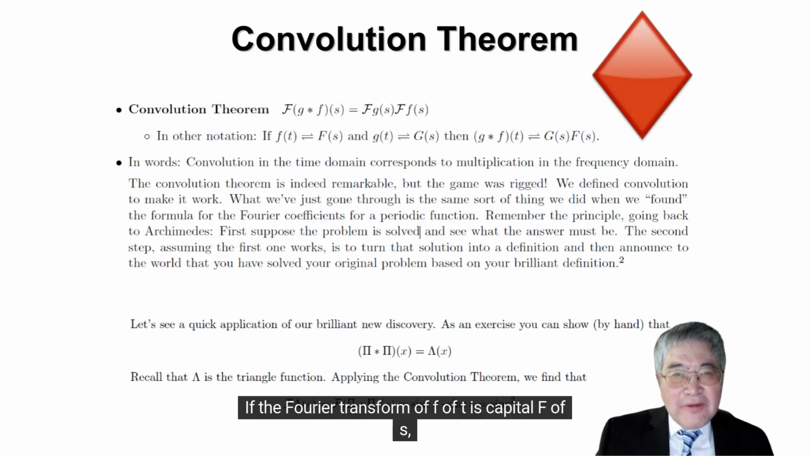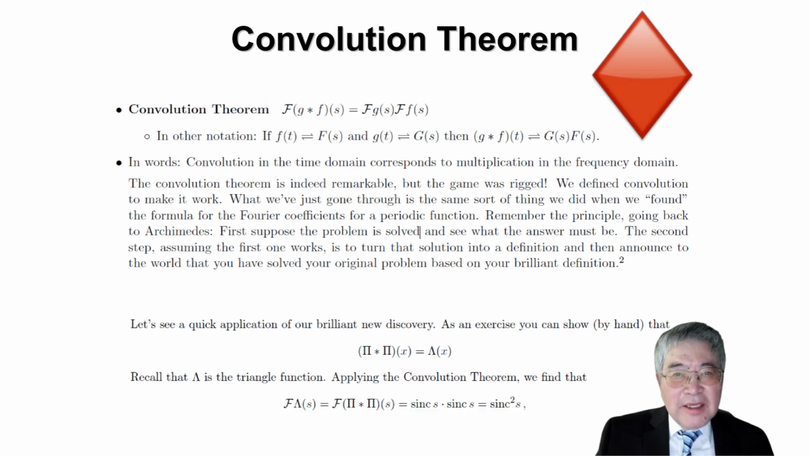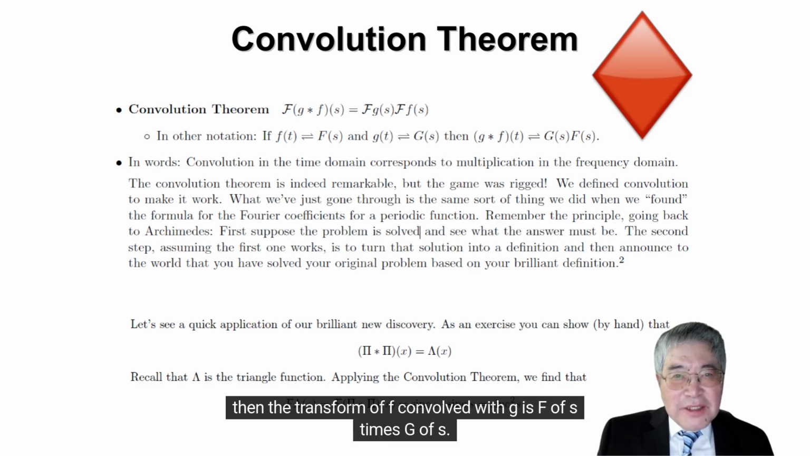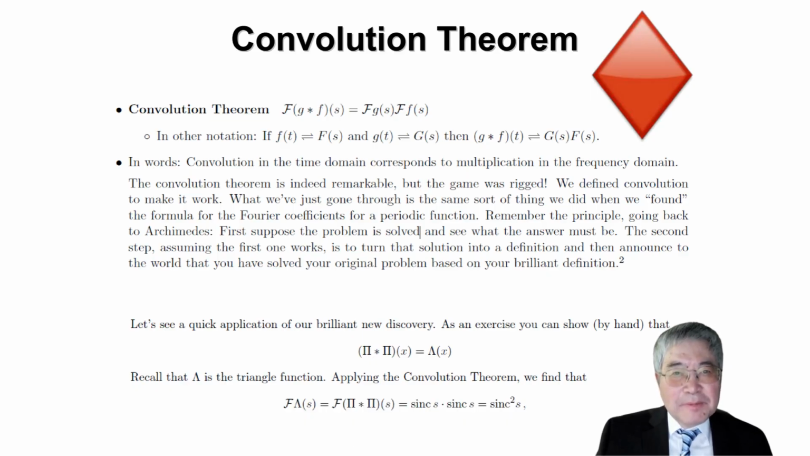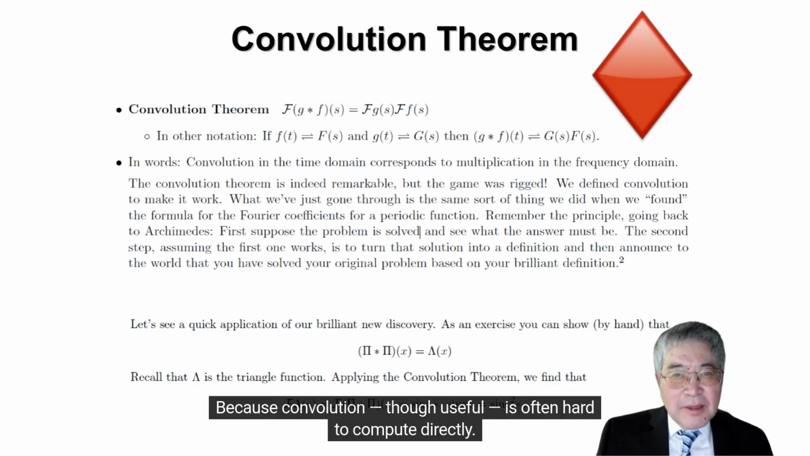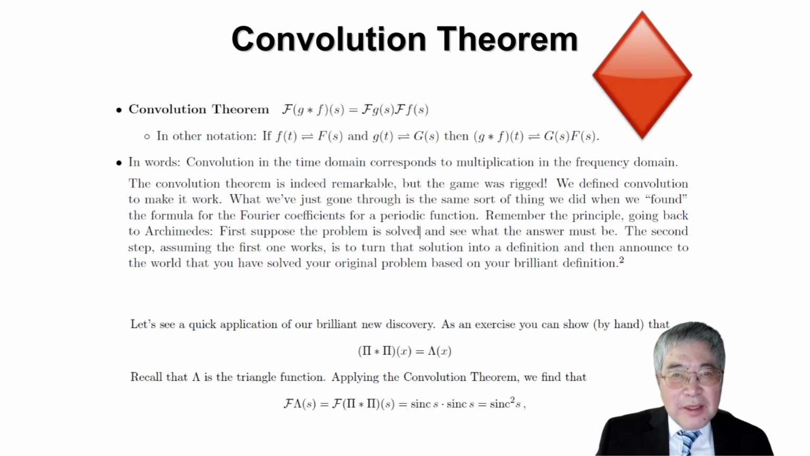So, if the Fourier transform of f of t is capital F of s, and the transform of g of t is capital G of s, then the transform of f convolved with g is F of s times G of s. That's the core idea. Now, why does this matter? Because convolution, though useful, is often hard to compute directly. It involves flipping one function, shifting it, multiplying, and integrating. That's a lot of work.